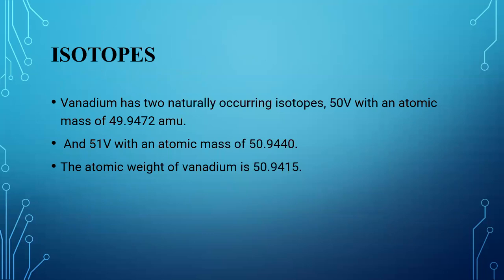Next one is isotopes. Vanadium has two naturally occurring isotopes, 50V with an atomic mass of 49.9472 AMU and 51V with an atomic mass of 50.9440 AMU. The atomic weight of vanadium is 50.9415.